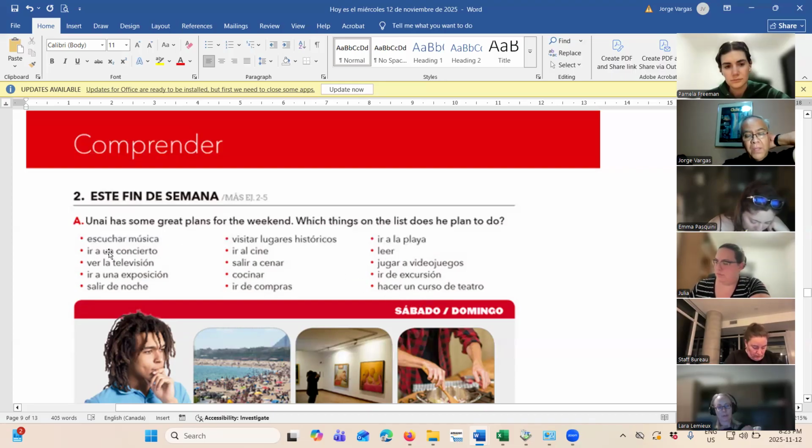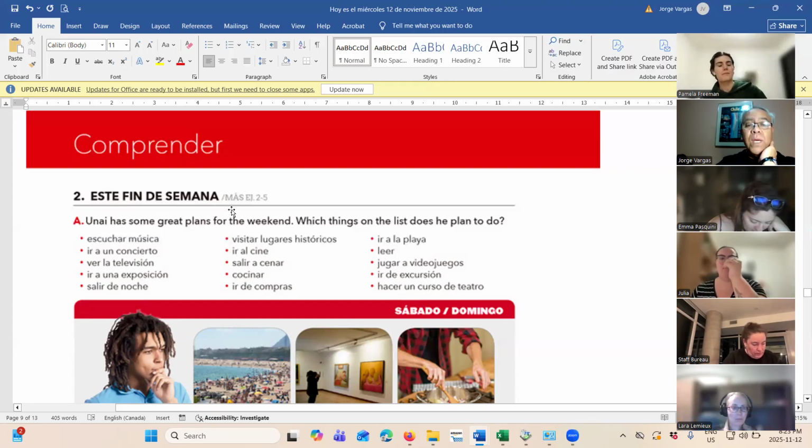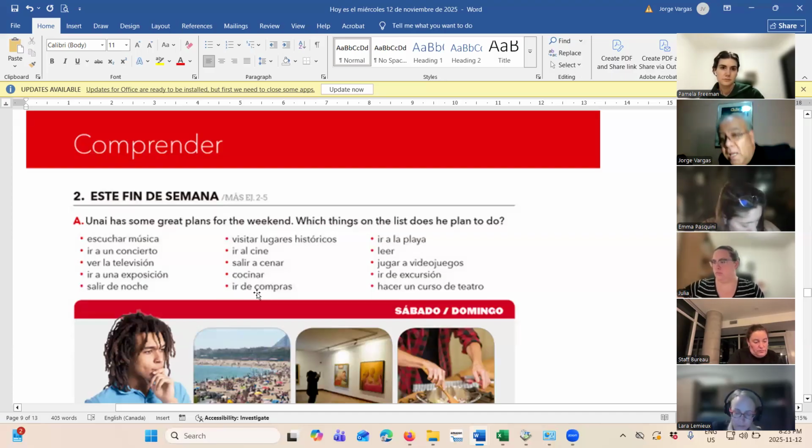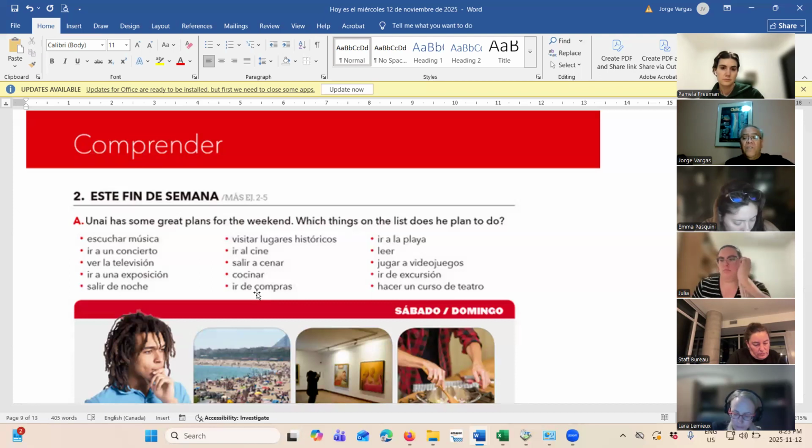Now, look at the three options, and you're going to start este fin de semana, this weekend. Yo quiero. Could you please pick the options that you want to do this weekend? We'll start with you, Emma. After the yo quiero, the good news is that the second verb you don't need to conjugate. So it's exactly the way you have it in front of you. Okay? So pick three things that you want to do this weekend.